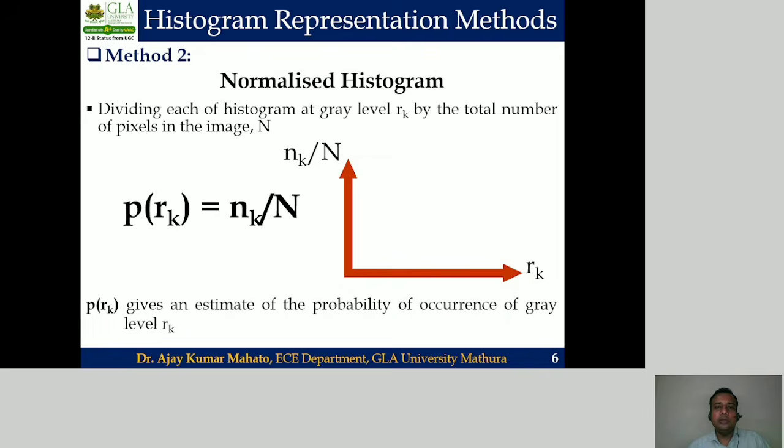The other way for histogram representation is called the normalized histogram. In the normalized histogram, along the x-axis we vary different gray levels Rk, and along the y-axis we represent their corresponding probability of occurrence, represented by Nk by N, where Nk represents the number of occurrences of each gray level and N represents the total number of occurrences.